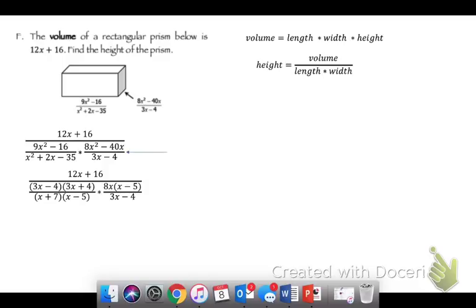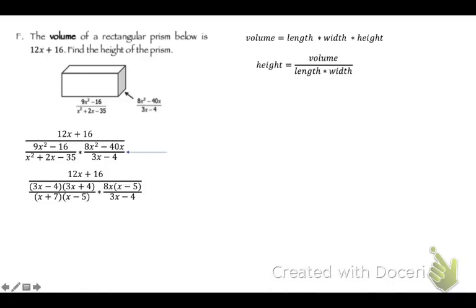Okay, so then I factor out. So that's 3x minus 4, 3x plus 4, over x plus 7, x minus 5, and 8x times x minus 5 over 3x minus 4. Those 3x minus 4s cancel. Those x minus 5s cancel. And I'm left with 12x plus 16 over 8x times 3x plus 4 over x plus 7.